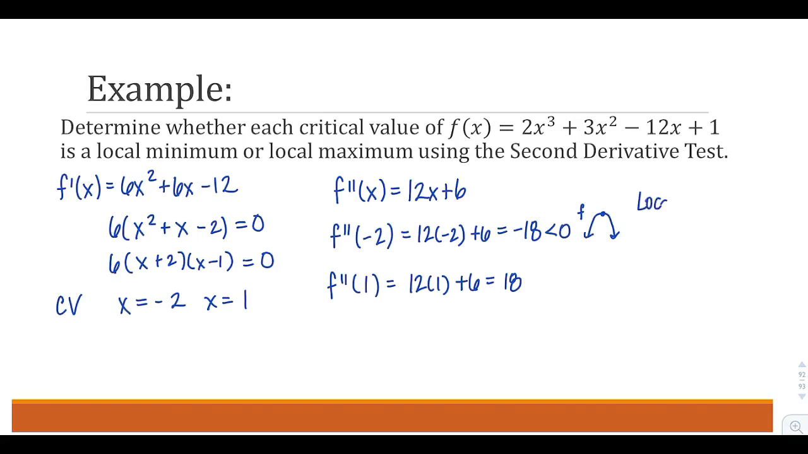local maximum. So I know that I have a local max at f of -2, which is, substituting -2 into f, 21. And the second derivative at 1 is positive, so that means that f is concave up. So if I have concave up, I would have a local minimum at f of 1, which is -6, if I substitute again the x value into the original function.